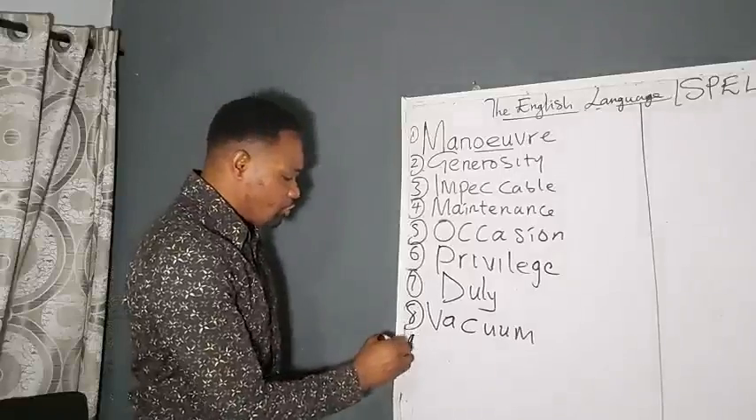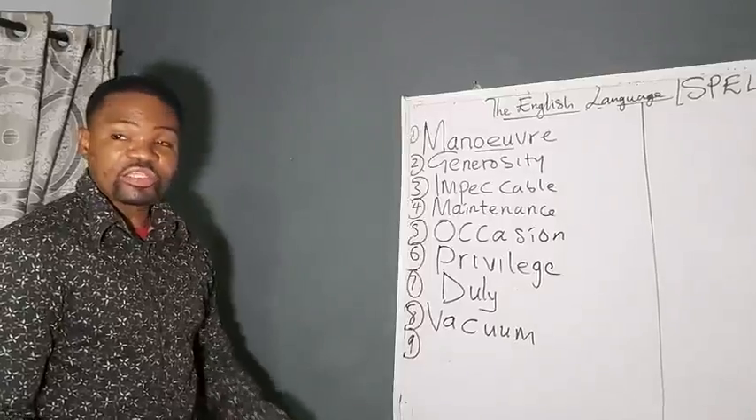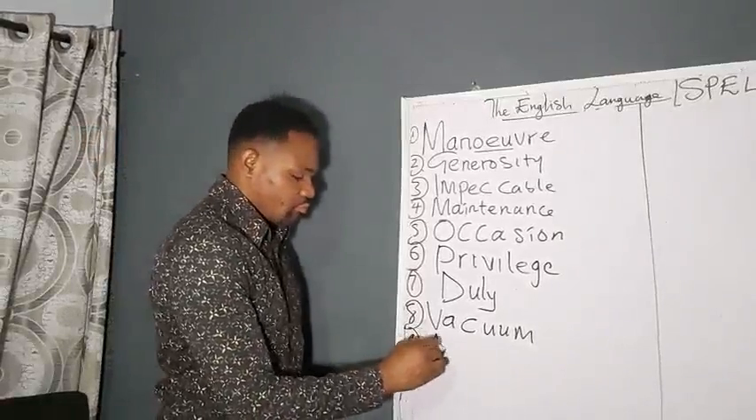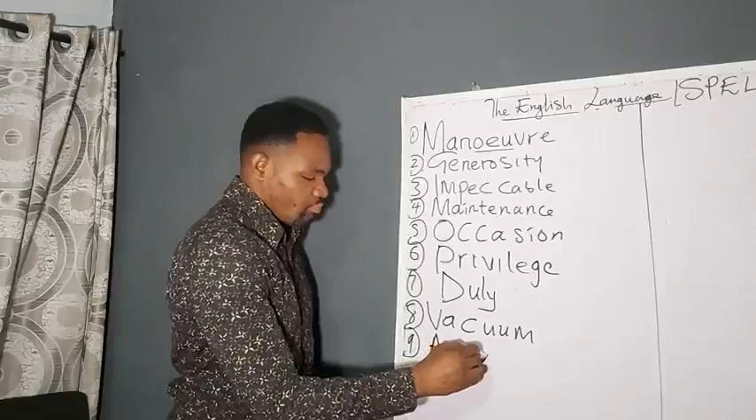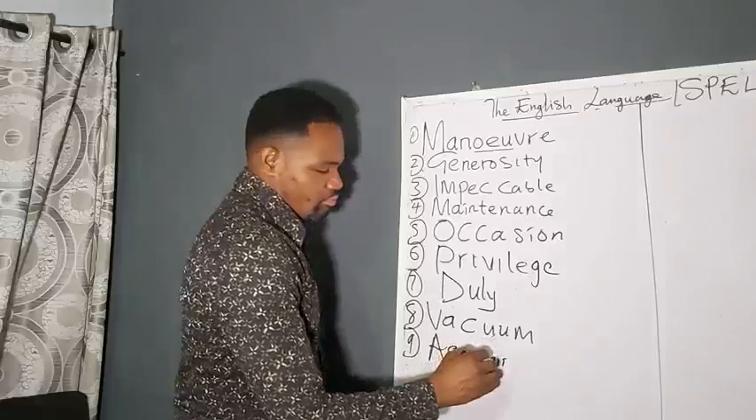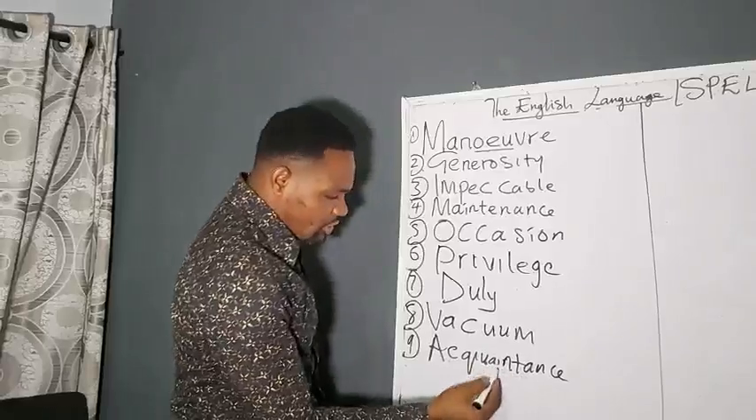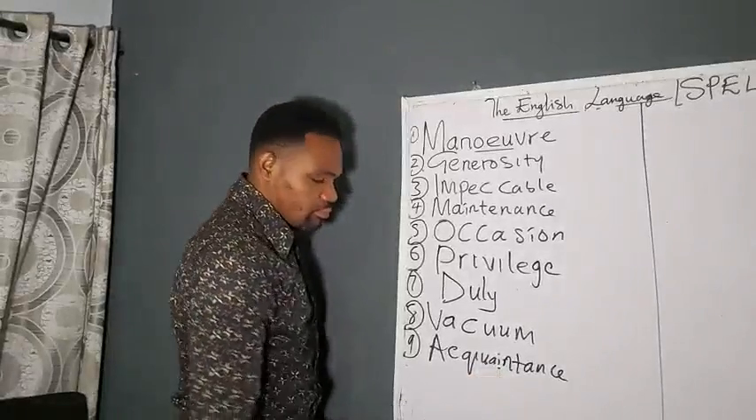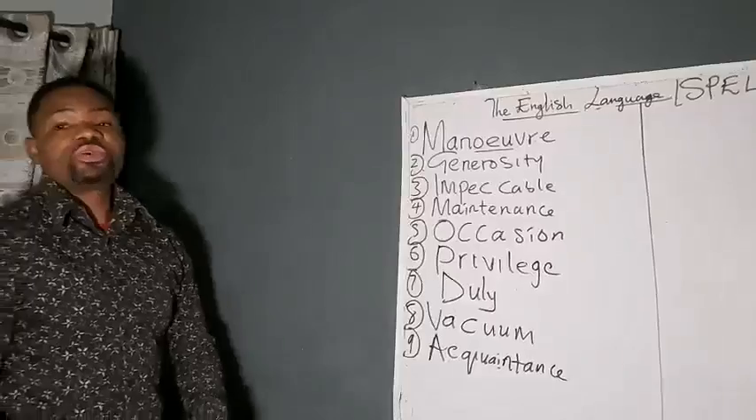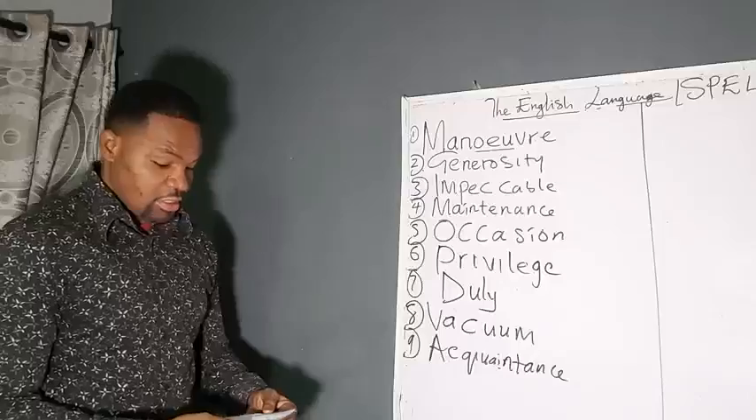So the next one we'll want to look at in here, let's look at the word acquaintance. Please note the I, acquaintance, because most exam takers don't always add the I in it.